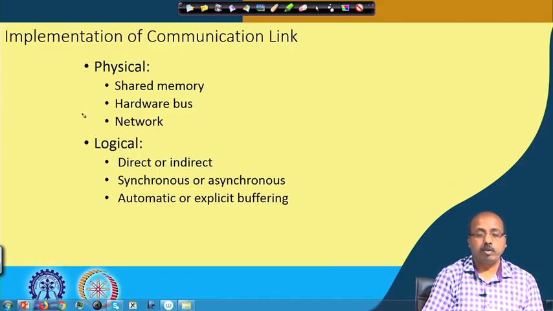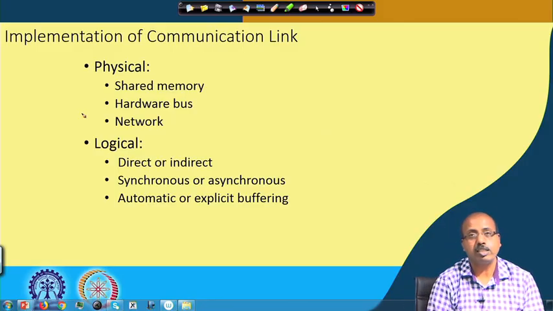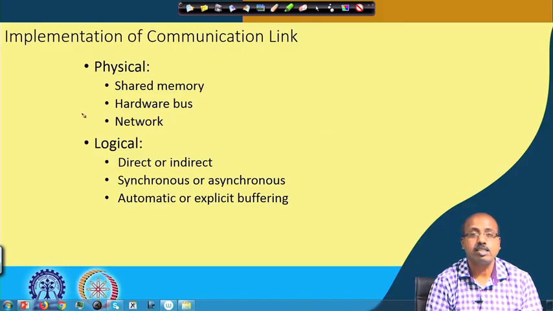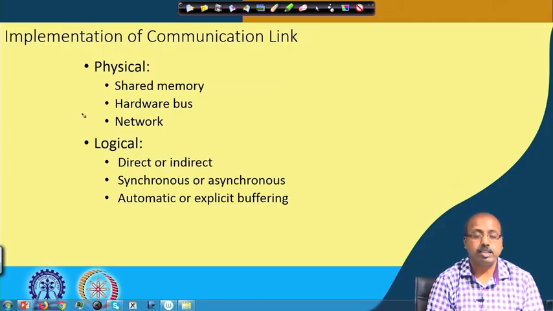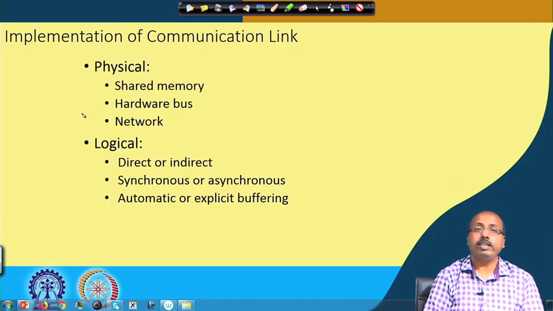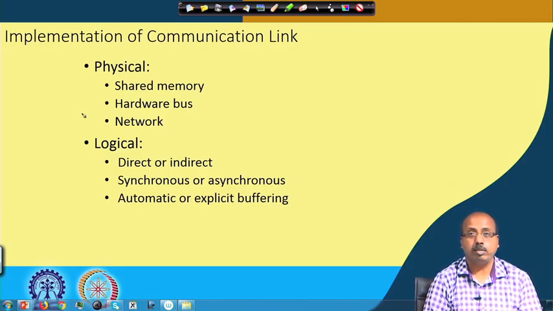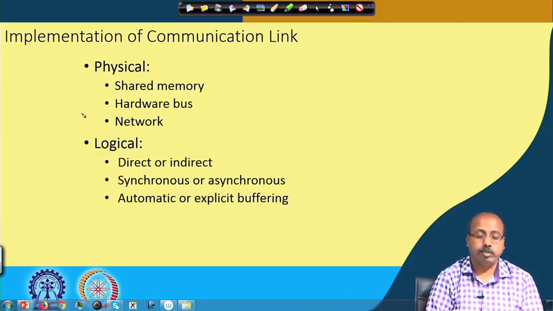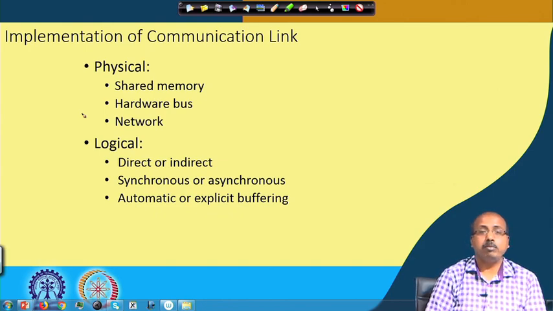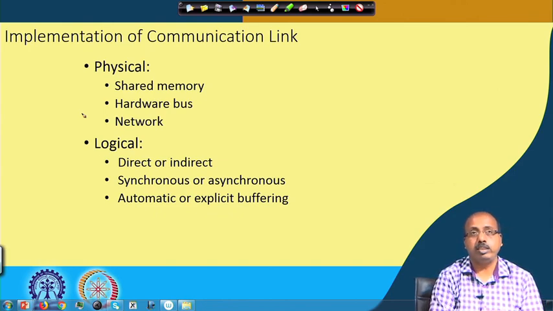There can be a hardware bus. Maybe I have multiple processors connected to a bus, and over the bus the data transfer takes place. That is another possibility. Or over a network we do the communication: the processors are distributed over a network, and over the network we send and receive messages. So we can have this type of physical platform over which the communication link can be established.